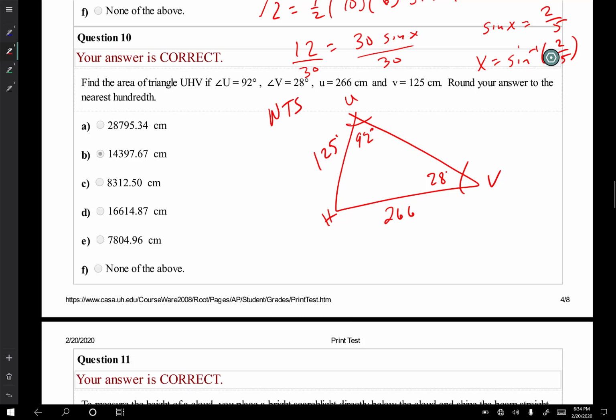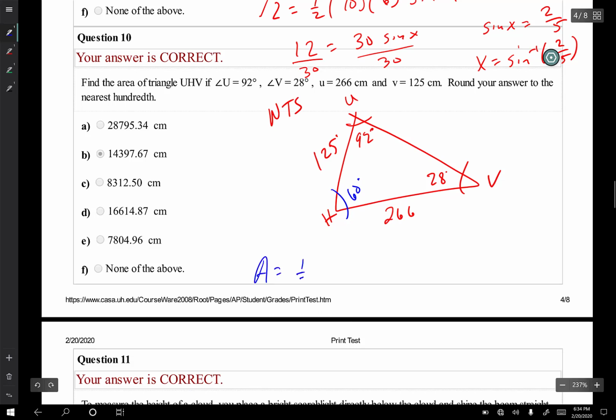Find the area. Before I can find the area, I need this angle. So add up 92 and 28, and you get 120. Then subtract that from 180, and you get 60. Well, I guess we didn't have to do that, we could just put it in there, right? So that's 60 degrees. Now that you've got that 60 degrees, you have everything, guys.